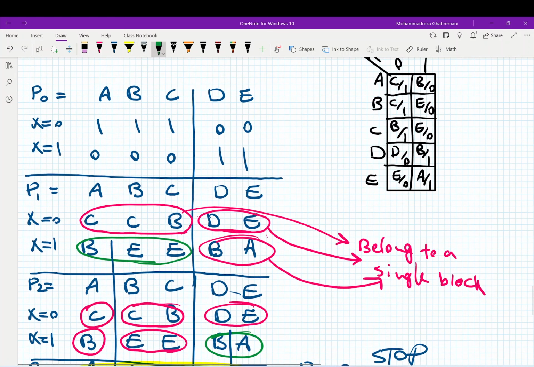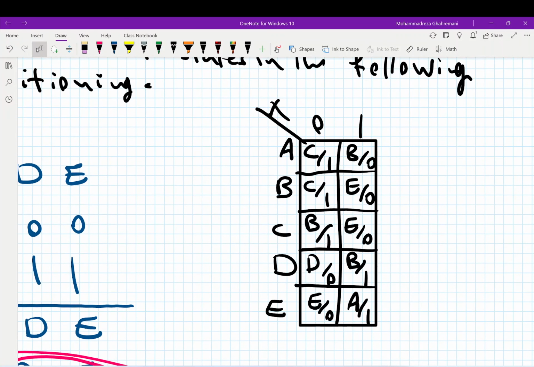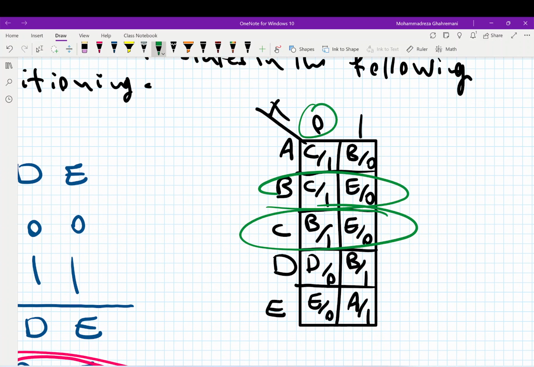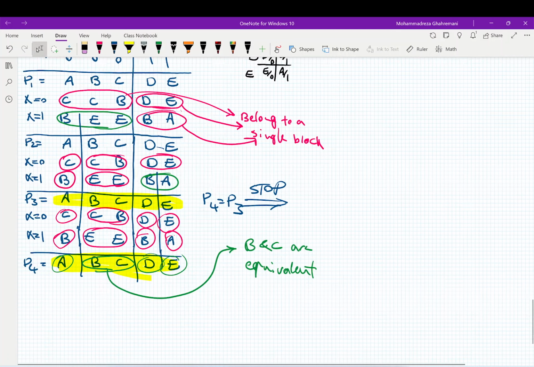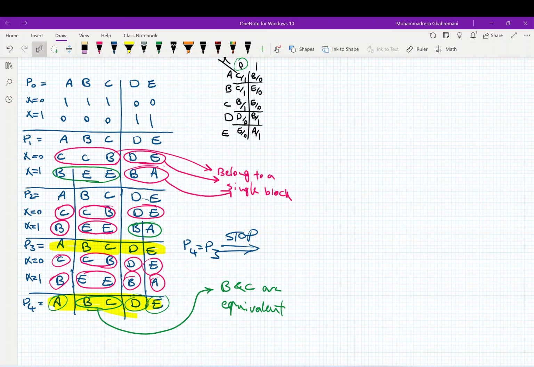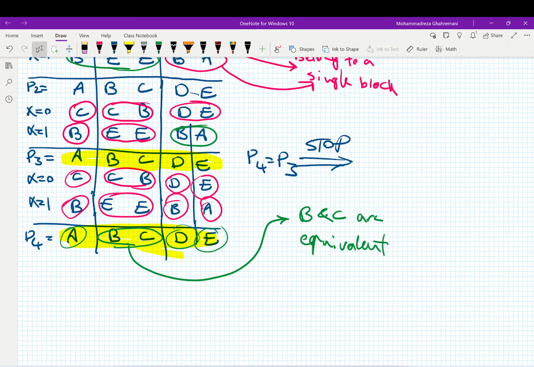So of course, by looking at this state table, it seems that B and C are different because for x equal to 0, B goes to C1, but C goes to B1. It seems they are different, but by partitioning, we saw that they are identical. Okay, so they are the same. So this is the partitioning method to find the reduced states after minimization.